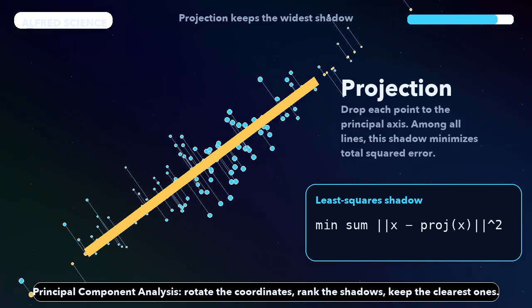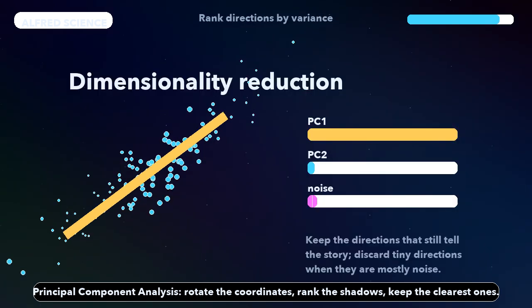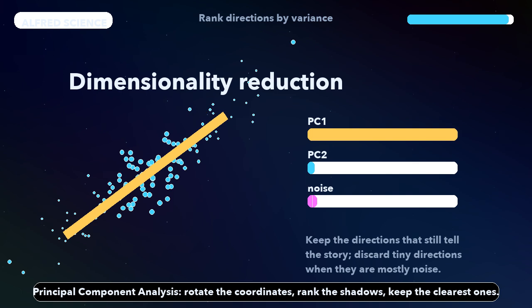It does not discover meaning by itself, and high variance is not always importance. But as a first map of a complicated dataset, PCA is elegant. Rotate the coordinate system, sort the shadows, and keep the ones that still tell the story.